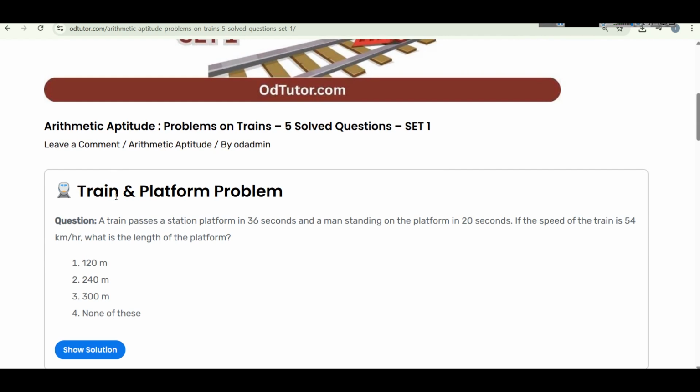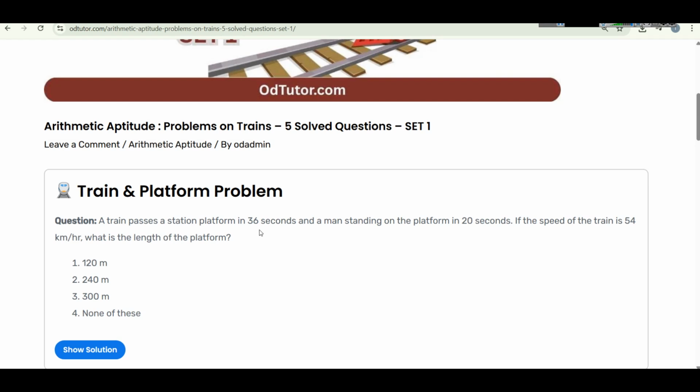First problem is a train and platform problem, where the question is: a train passes a station platform in 36 seconds and a man standing on the platform in 20 seconds. So you can see the train is passing a station platform in 36 seconds and a man standing on that platform in just 20 seconds. If the speed of the train is 54 kilometer per hour, what is the length of that platform?